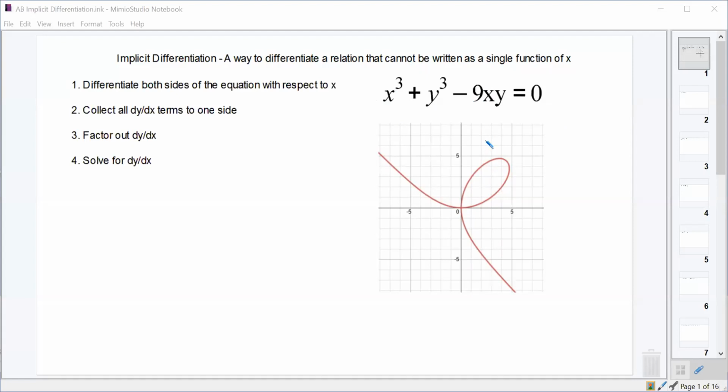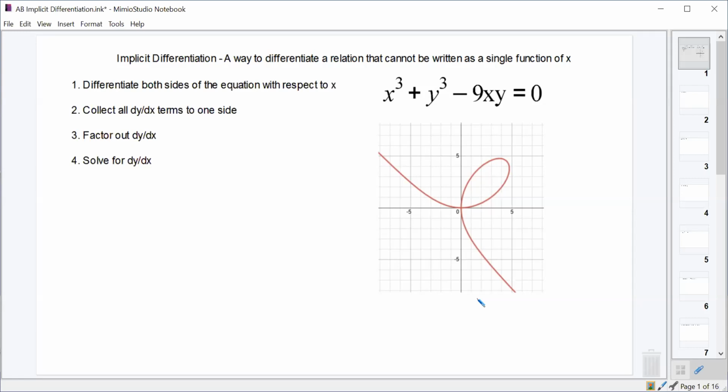Would you guys agree, based on just the vertical line test that you learned about at some point? Yeah, right, it doesn't pass the vertical line test. This is not a function, but we still might be interested in a number of things, like where does it have a horizontal tangent line, or where does it have a vertical tangent line, or we might want the tangent line to this equation at any given x value. So we still need to find a way to find the derivative of it.